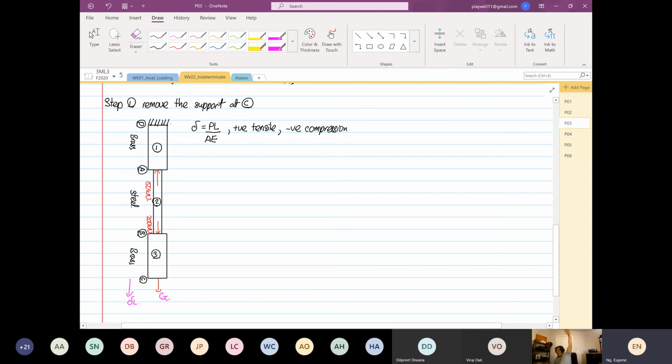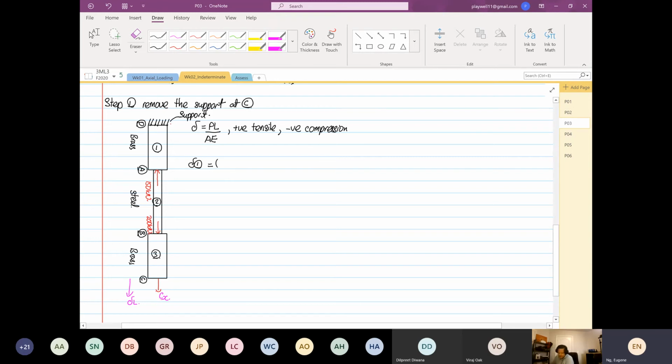Okay, so D is at the top, the support. So this is still the support. The support is still there. We did not remove the support. So deflection of section 1. Section 1 is going to see what? It's going to see both the 150 and the 200. So it's going to see the minus.